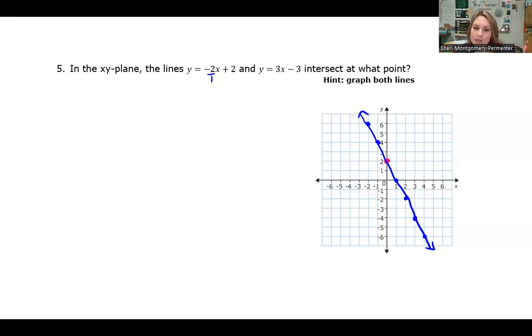For my second line, it's y equals 3x minus 3. So I'm going to go down to -3 and put a point. My slope is 3/1, so I'm going to go up 3 and over 1. I didn't have to go very far to figure out where my lines intersect.